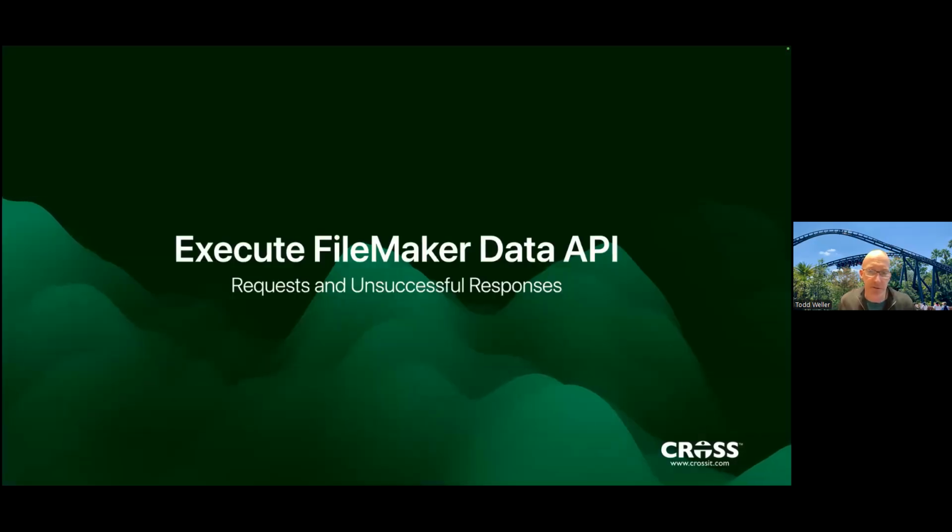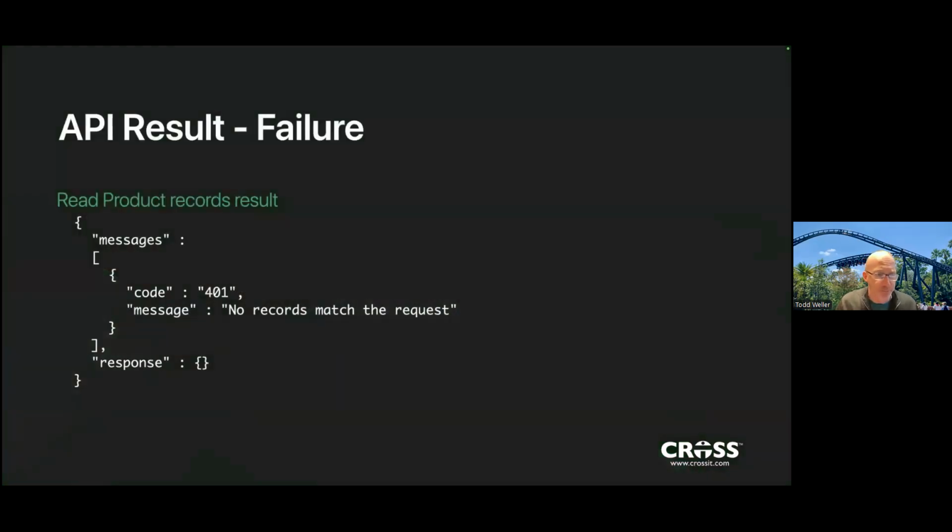Okay, so those are the successes and kind of some basic structure of our requests. Let's go ahead and look at some of the unsuccessful responses that I encountered. And here is an example of a full response with a failure. You'll notice we have our messages object, our response object. The response is empty because it failed, but then within that messages array, you'll see there's an object that tells us the code number as well as the message. In this case, it was, no records were found when I made a read request.